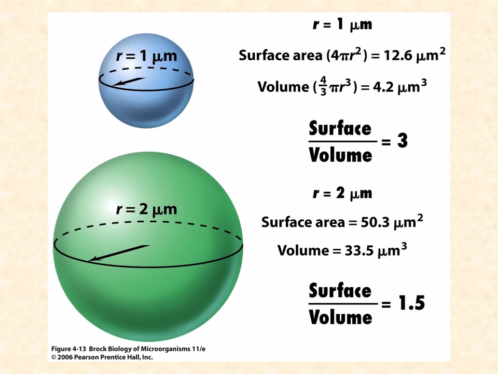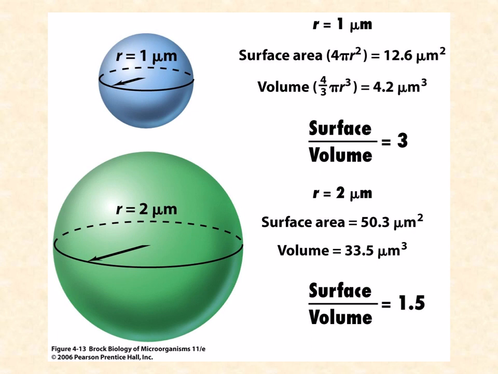But look what happens to the volume. The volume jumps from 4.2 cubic micrometers all the way up to 33.5 cubic micrometers, or a volume increase of approximately eightfold. You see, the volume, because it's a cubic function of the radius, is going to be more sensitive to changes in size than the surface area. The surface area is a square function of the radius. So as the radius increases, the surface area will increase, but not as much as the volume is going to increase.